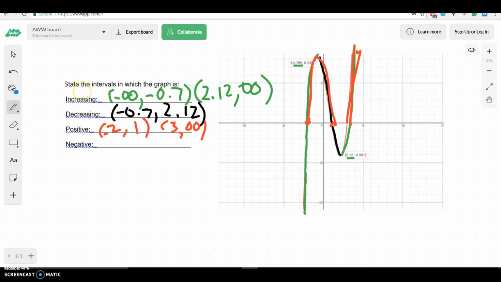Let's look now where it's negative. What's negative? Below this axis. So it's negative from negative infinity all the way to negative 2. And then it's this little section right here, which is from 1 to 3. And that's how it would do that problem right there.